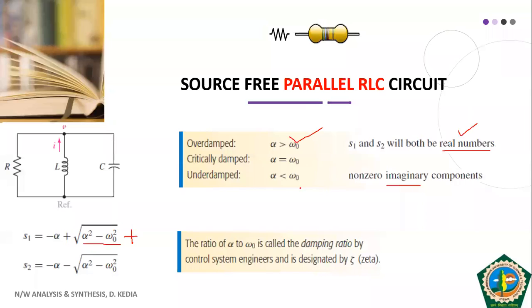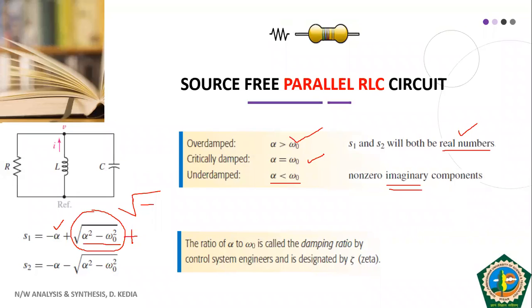The second situation comes when alpha is less than omega naught. So if we have alpha less than omega naught, we'll get a minus sign under the root. If we have a minus sign under the root, then we have imaginary roots present. And the third condition is when alpha is equal to omega naught. In that case, this term will go away, and the plus-minus will also no longer be significant, and we will be left with two roots, and those two roots will be equal. So the third condition is alpha equal to omega naught.